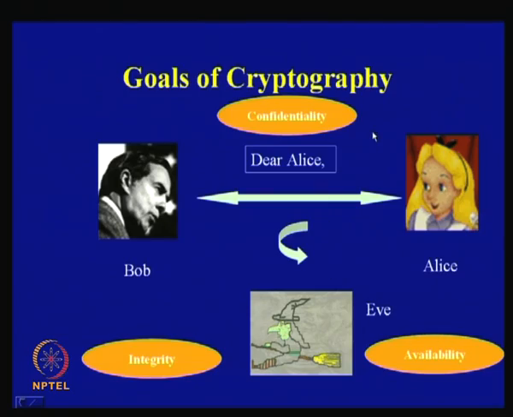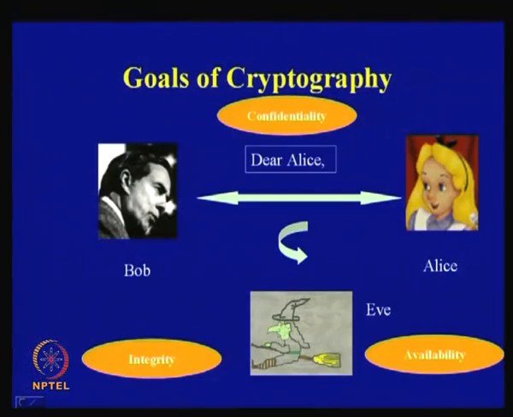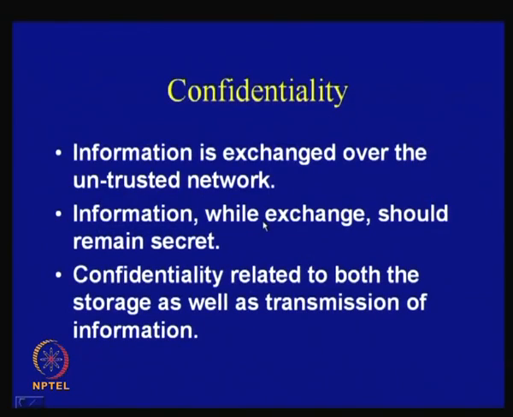These are the three broad goals which cryptography tries to provide to users, and we have to see what mechanisms cryptography, or network security, provides to achieve these goals. Now we shall look a little more deeply into each of these topics. Take confidentiality, for example. Confidentiality is where the information is exchanged over untrusted networks. As we have said just now, the information is being exchanged over an untrusted network, and we have to provide confidentiality in such a setting.